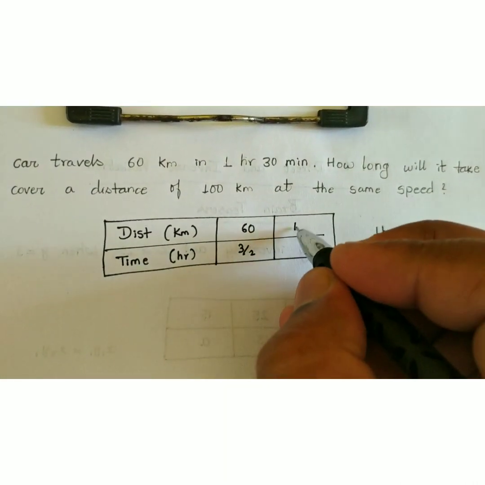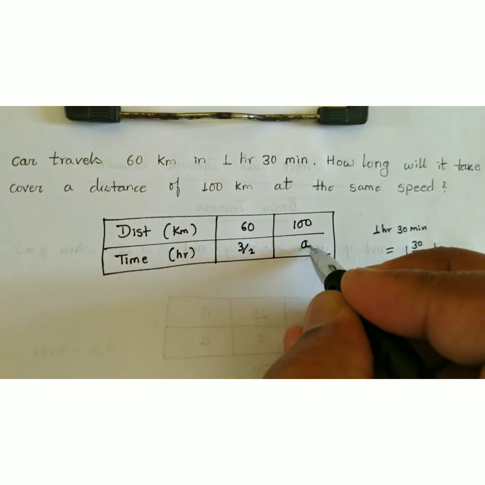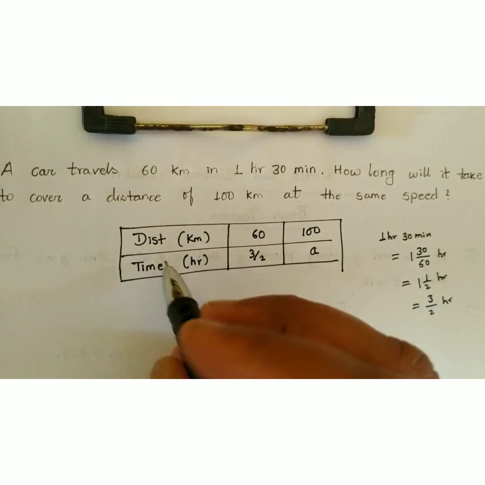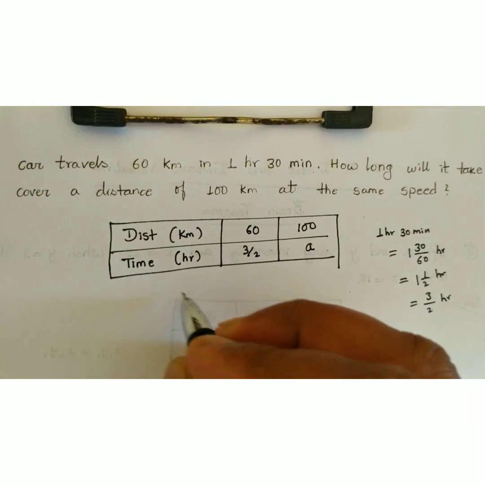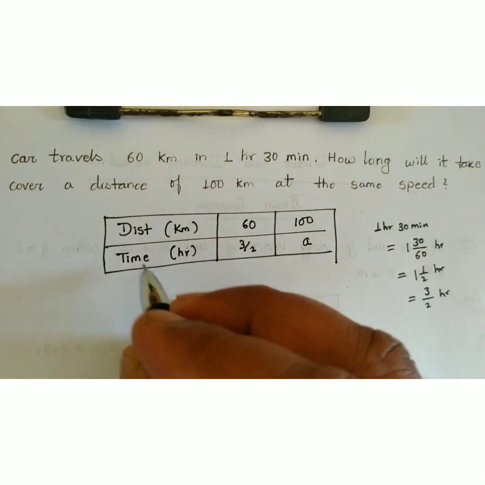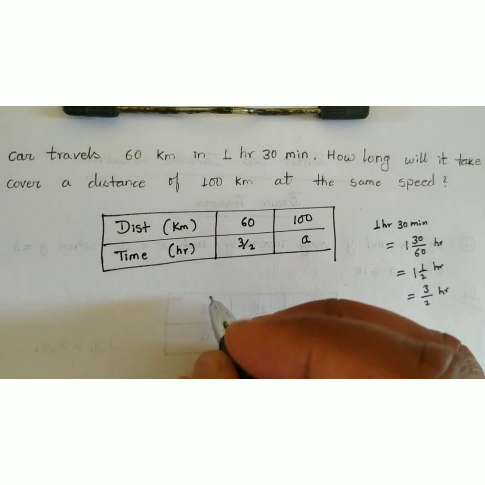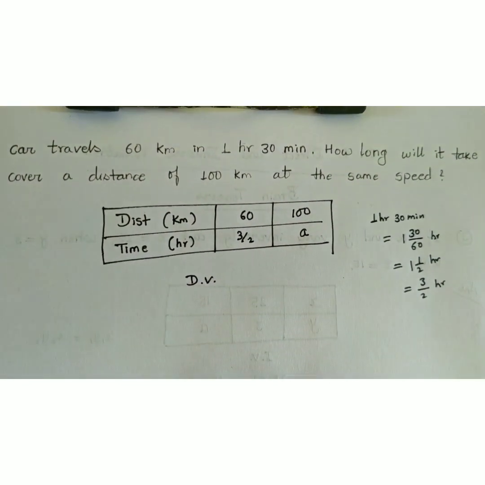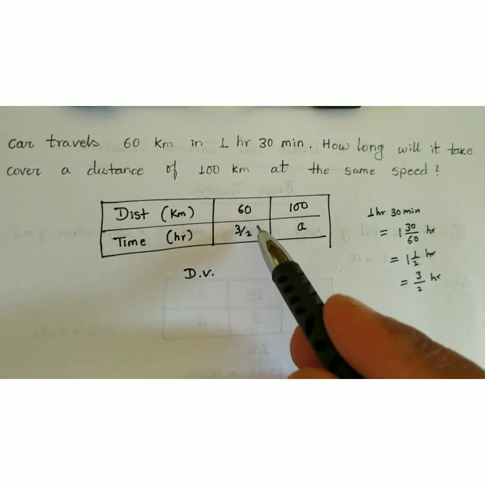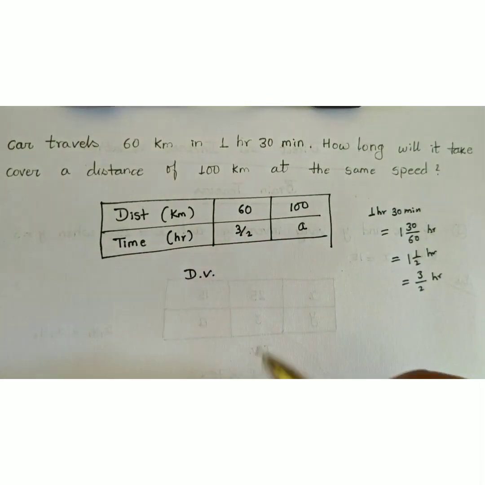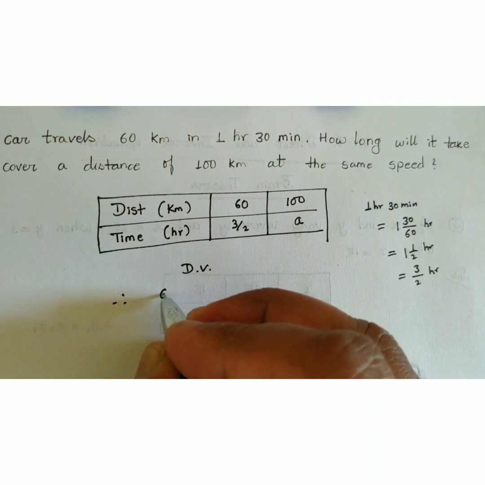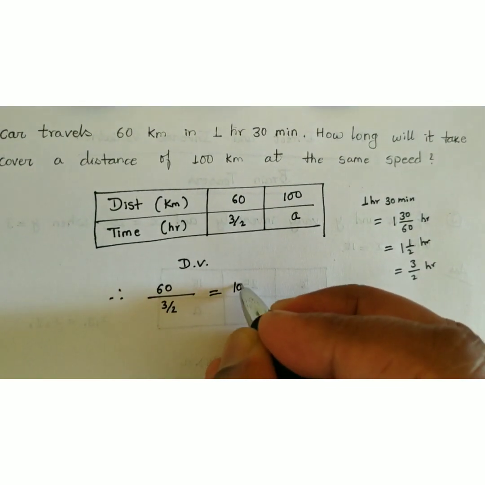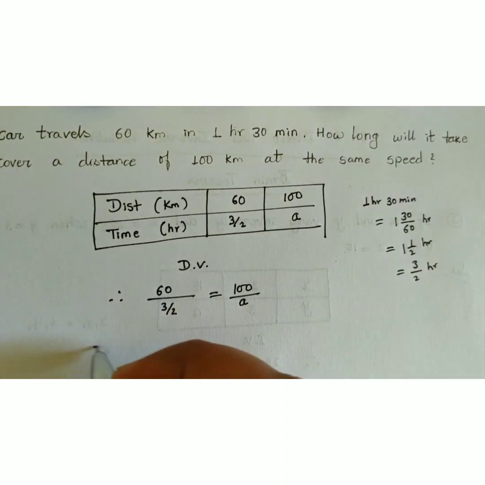Now the distance is 100 km, and let the time taken be a. We have to assume let the time taken be a. Now distance and time, we know that the variation between distance and time is direct variation. There is direct variation, and in direct variation x1 by y1 is equal to x2 by y2. Therefore we can write 60 divided by 3 by 2 is equal to 100 divided by a.